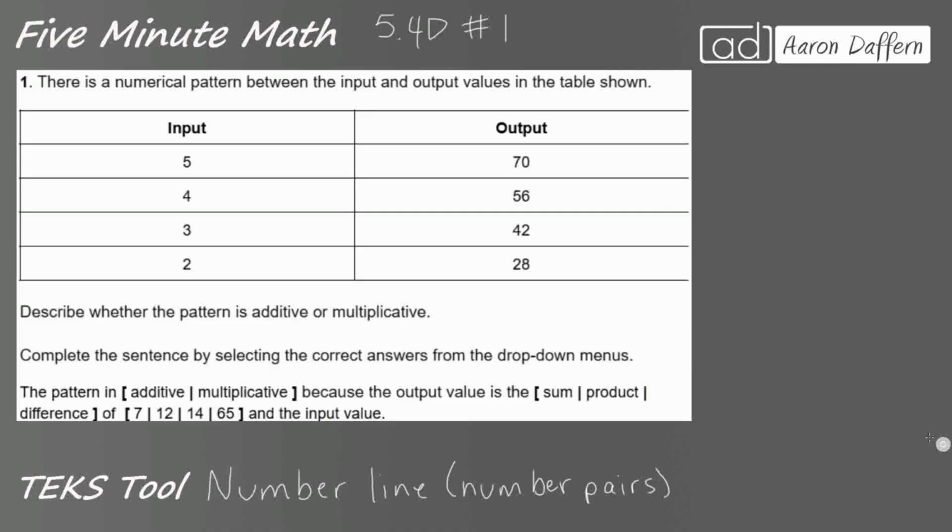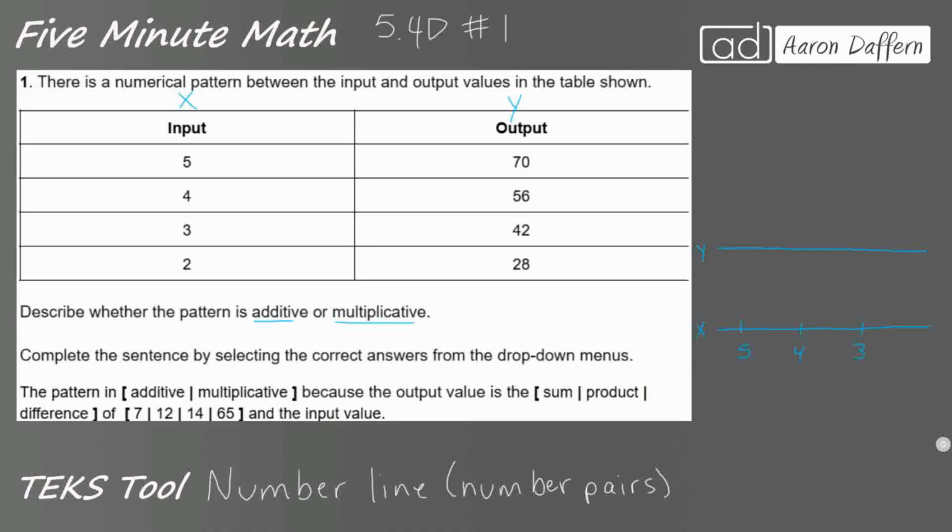So we've got a pattern here, input and output, and we need to figure out whether it is additive or multiplicative, and our answer is going to be a description here. So let's call our input values x and our output values y. And so I'm just going to put them on two different number lines. We're going to call this a double number line because they're going to be two number lines that are parallel to each other. And what I'm going to do is map the four different pairs.